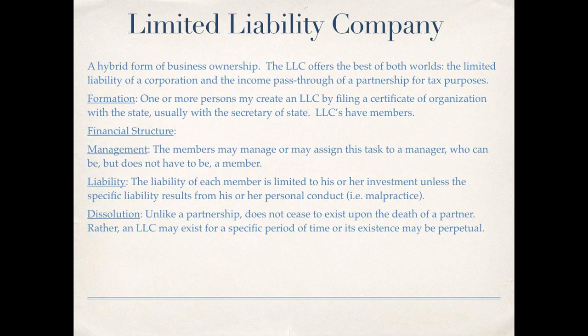Okay, so for the formation, one or more persons may create an LLC by filing a certificate of organization with the state, usually with the Secretary of State. And you don't have partners, you have what are called members. So it's just terms. People who are involved in the formation of an LLC are called members. The members may manage or may assign management tasks to somebody they call a manager. It can be a member, but it doesn't have to be.